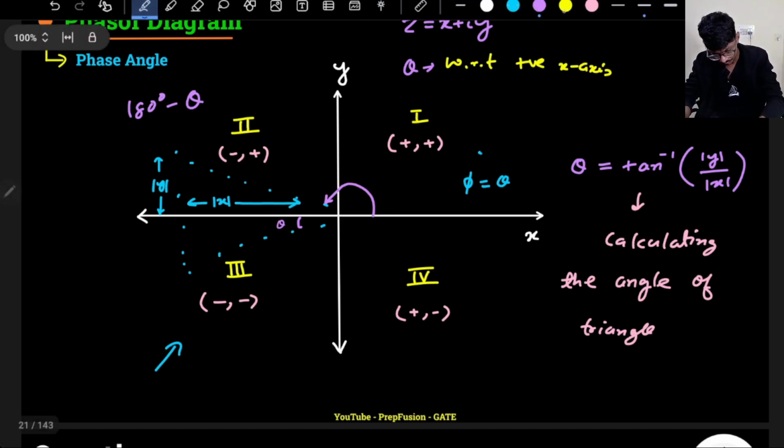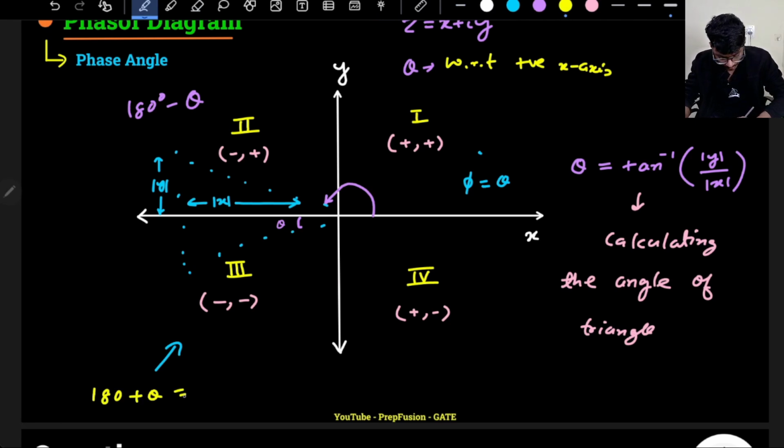Either you do plus 180 going in the anti-clockwise direction, whatever we have been doing till now, plus theta. Previously I've told you adding and subtracting 360 does not make any difference to the angle, because you rotate a whole circle and you come back to the same place. So if I subtract 360, it is still the same point. What am I getting? It is minus 180 plus theta.